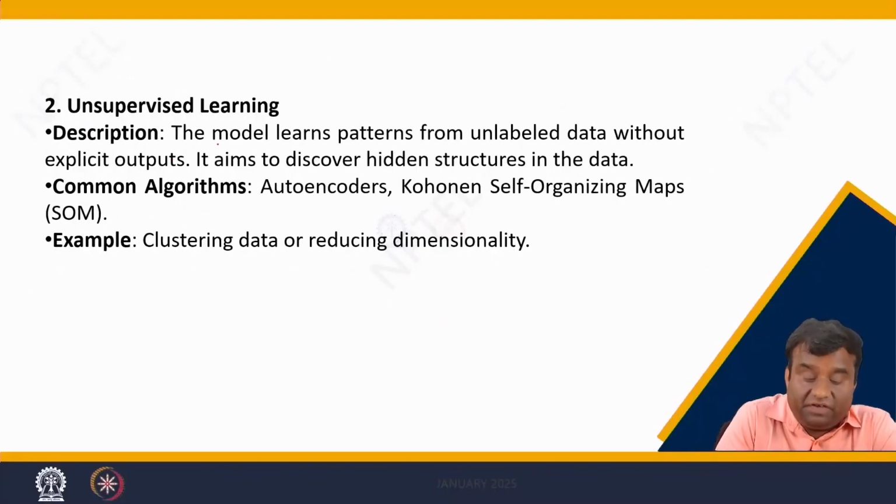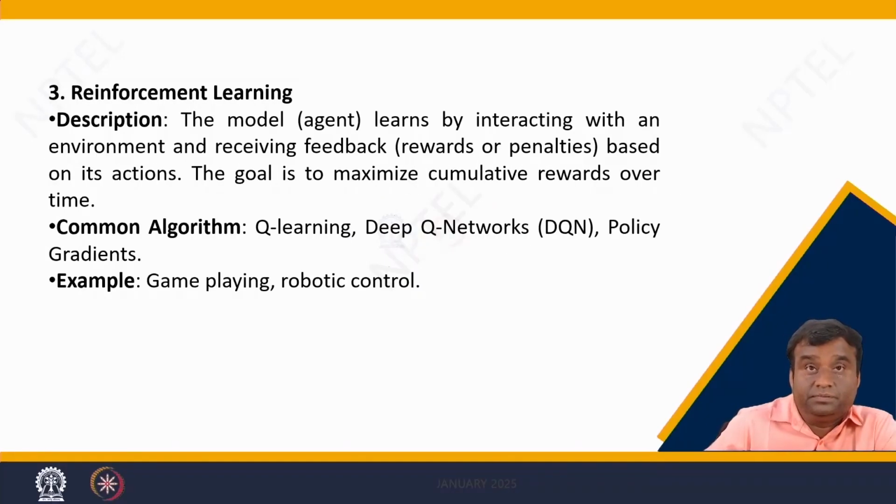Second one is unsupervised learning. The model learns patterns from unlabeled data without explicit outputs. It aims to discover hidden structure in the data. Common algorithms: autoencoders, self-organizing maps, that is SOM. Example: clustering data or reducing dimensionality.